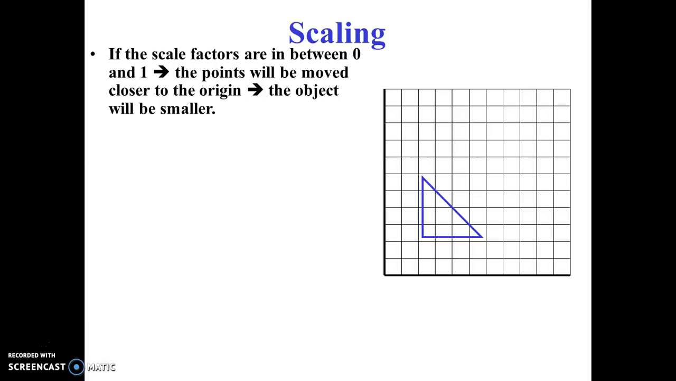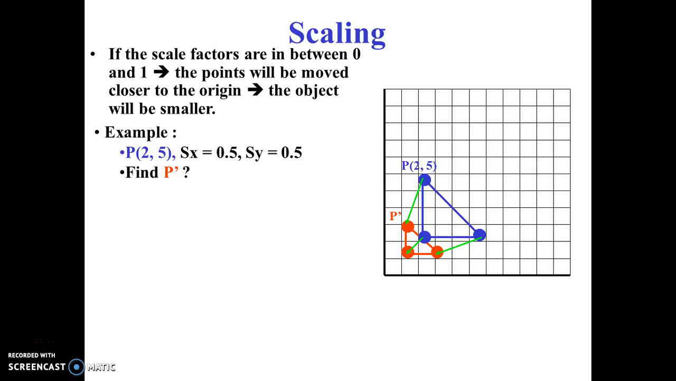Now if the scale factors are between 0 and 1, the points will be moved closer to the origin, which we can see from this diagram. Moving this side, the object becomes smaller. As an example, if we calculate the new P dash for this P, this is how we can multiply and get it.